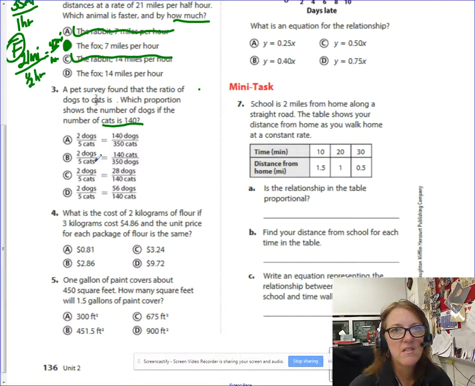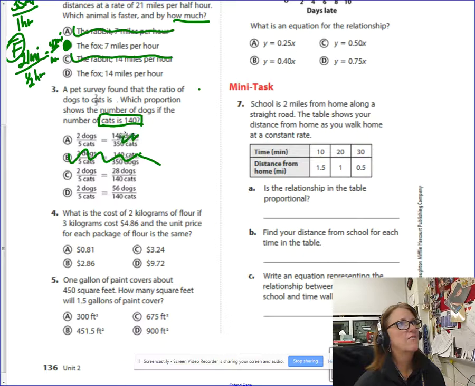Dogs to cats has to equal dogs to cats. Hey, that one is upside down. Can't be. Out of there. All right. The second thing I want you to zero in on here is that I want the cat's number to be 140. So 2 dogs to 5 cats. And on the right-hand side, you should see 140 cats.